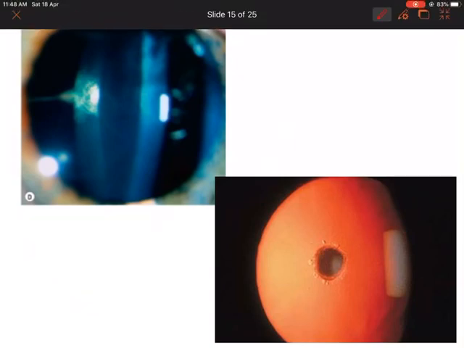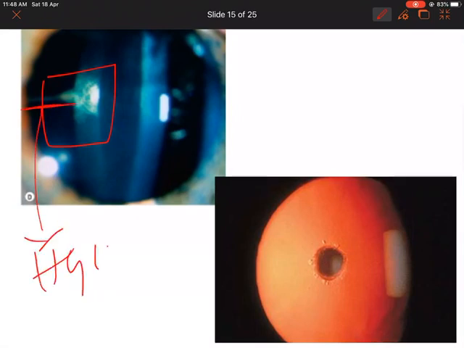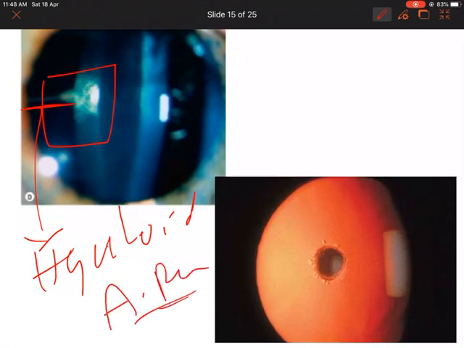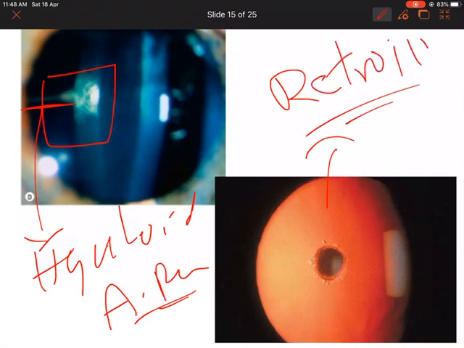You will see the picture. So this is the posterior polar cataract which we are talking about. You can see here the hyaloid artery remnant. If you do a retro illumination and see, this is how it will appear. Something like an oil drop it will appear. Hyaloid posterior polar cataract, center of the lens.